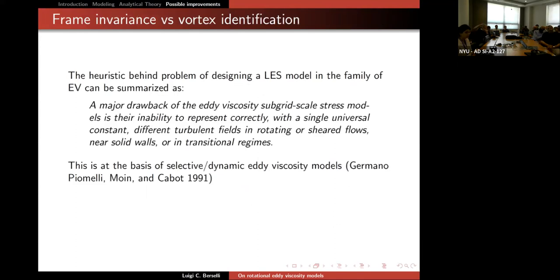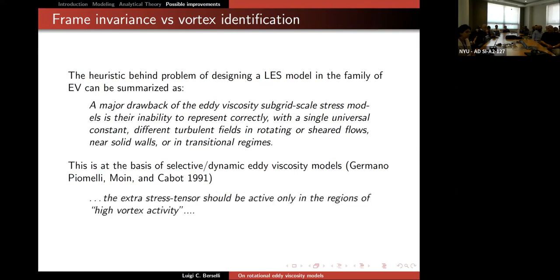Okay, so the major problem is that when you have a single eddy viscosity, this probably is not representing well what happens if the flow is rotating, near solid walls, in transitional regimes, and so on. And so people started studying some selective or dynamic eddy viscosity models. So the eddy viscosity should change point by point depending on what is happening to the fluid at that point.